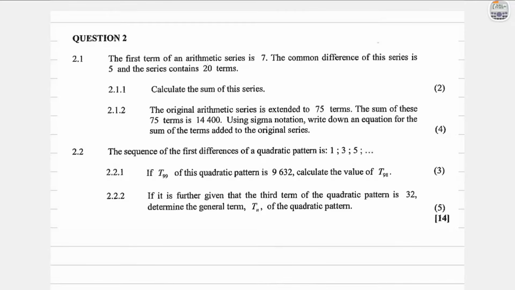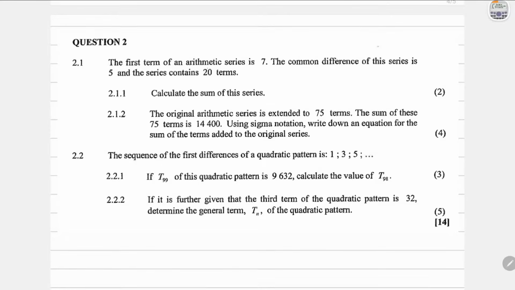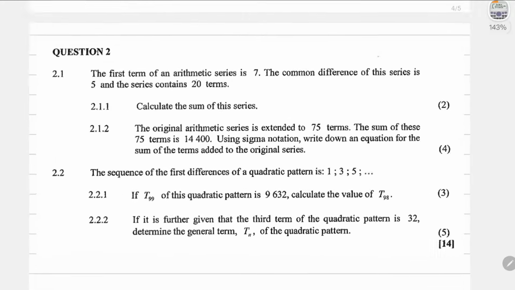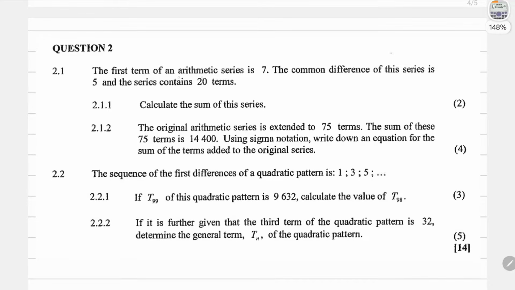Okay, we are now on question 2. So this is the sequences and series part of this paper. And we have question 2.1, which says the first term of an arithmetic series is 7. The common difference of this series is 5, and the series contains 20 terms. Okay, a lot of information they're given. And they want us to calculate the sum of the series, which contains 20 terms.